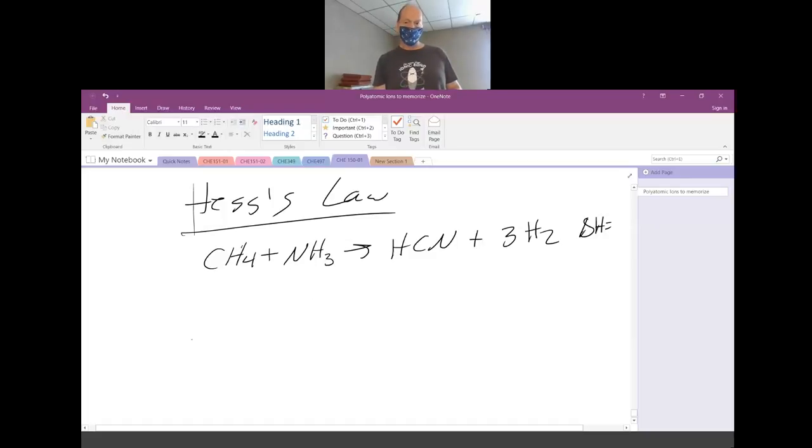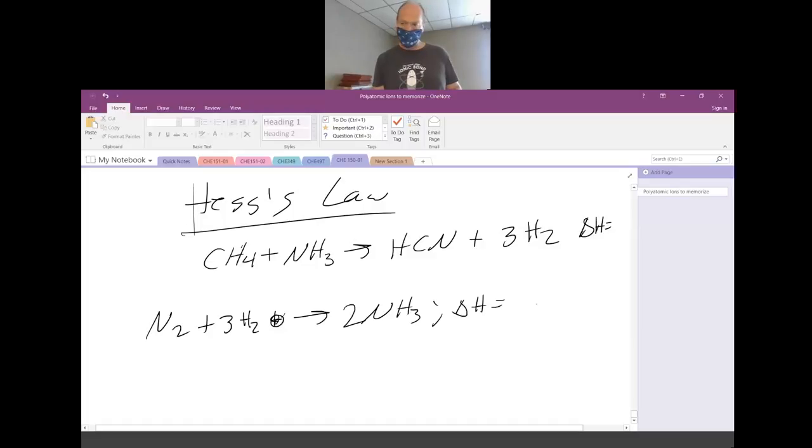Instead, they're going to give you some reactions. And so here are the 3 reactions to use. N2 plus 3H2 yields 2 NH3. And they give you the delta H for this reaction, and it is negative 91.8 kilojoules. Then they give carbon plus 2H2 yields CH4. They give the delta H of that reaction. It is negative 74.9.